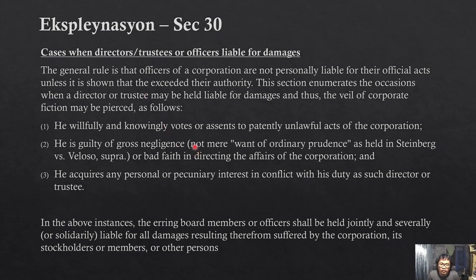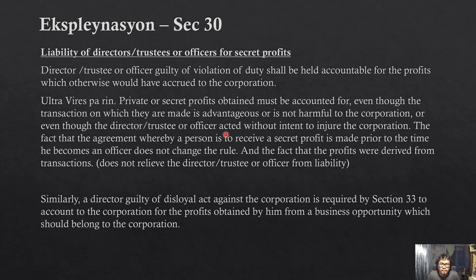So, he willfully or knowingly votes for or assents to patently unlawful acts of the corporation, is guilty of gross negligence, not mere want of ordinary prudence, acts in bad faith, or acquires personal pecuniary interest, conflict of interest. Now, in the above instances, the erring board members or officers shall be held jointly and severally, or solidarily, liable, as I have said, for all damages resulting therefrom suffered by the corporation, stockholders, or other persons. So, pag nagloko-loko ka, piercing the veil of corporate existence ka. Ito naman, for secret profits, basahin nyo na lang.